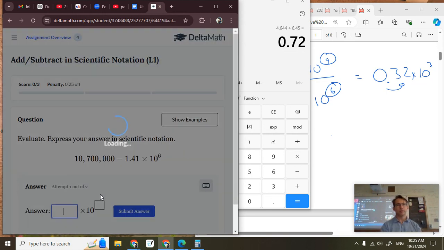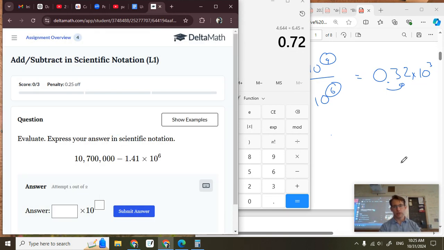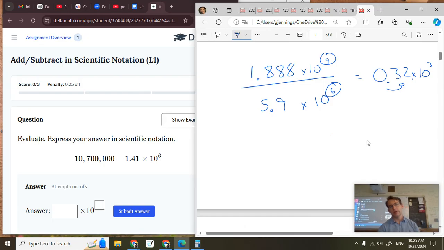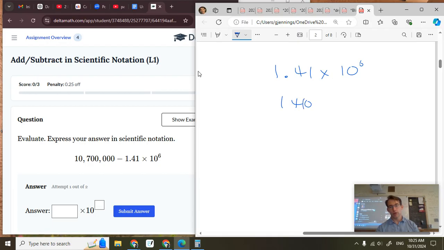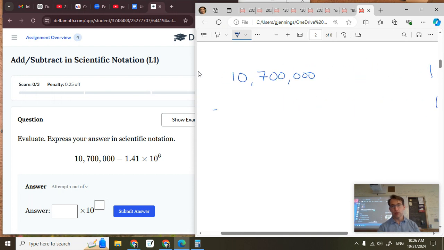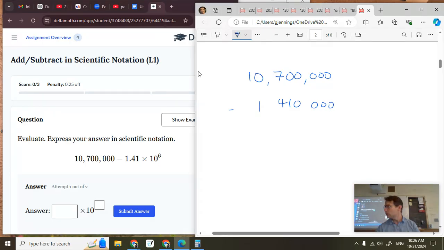Next section. So now we're adding and subtracting in scientific notation. All right, so this one here, these ones, you just have to expand them. 10,700,000 minus, well, what is that number? 1.41 times 10 to the 6 is 1,410,000. And that's that number. So we're going to write that number over here. 1,410,000.